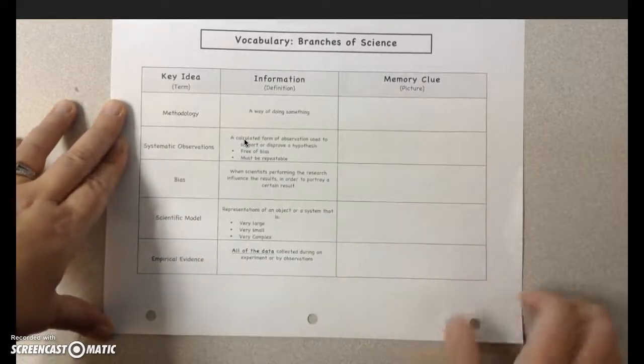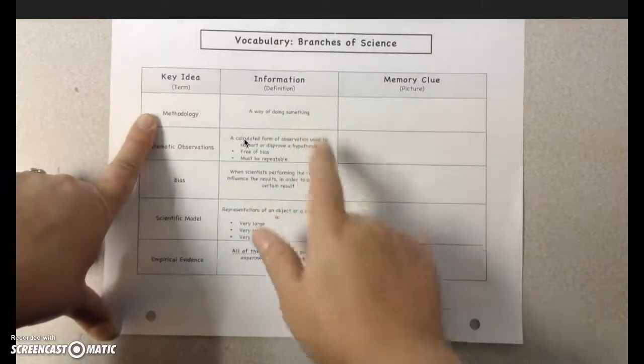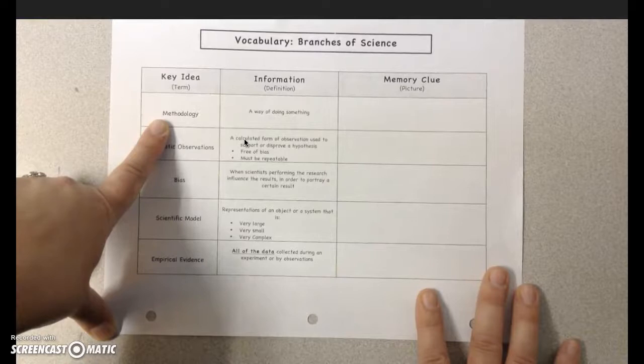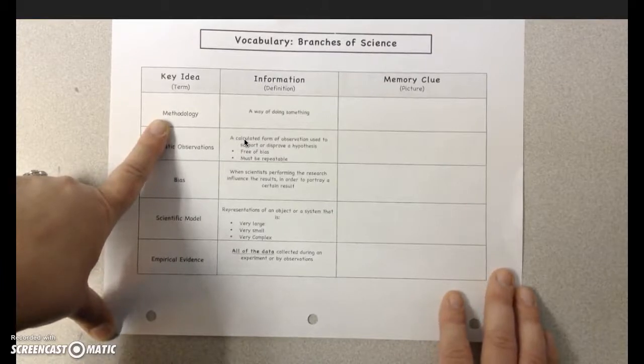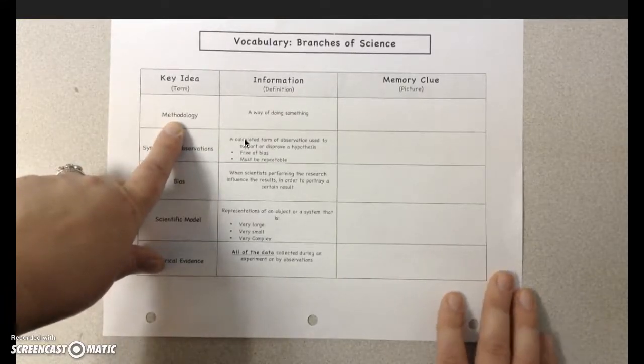Alright, so the first word is methodology. And it is just a way of doing something. So scientists, whether they're doing field work or observations outside in the field, or if they're doing experiments in a lab, they're doing it different ways, but they're still using the scientific method.